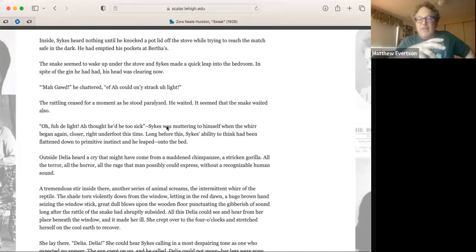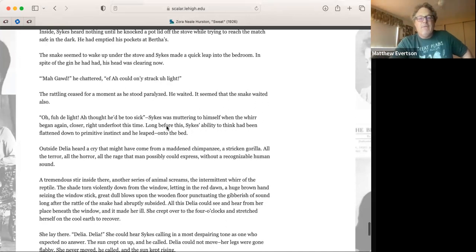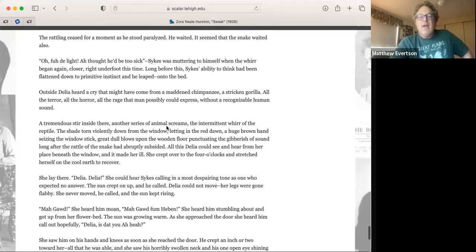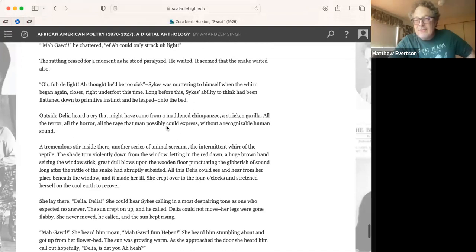So the snake is still on the bed. He goes into the bedroom. "If I could only strike the light." "The rattling ceased for a moment as he stood paralyzed." He waited. And listen, we do not like Sykes. He's got something coming to him, and we're meant to understand it's redemption from the Lord, in a certain poetic justice at the very least. So now he's in trouble. "Ah, for delight."